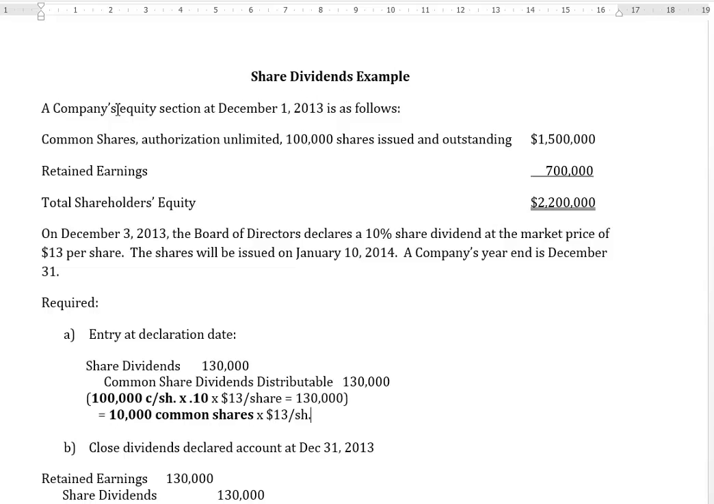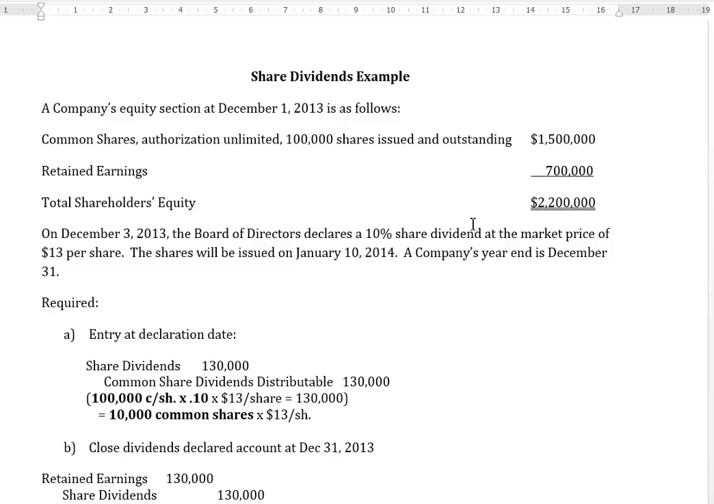So here we have a company and their equity section at the beginning of December, and we see the common shares have unlimited authorization, 100,000 shares issued and outstanding, and in return for those 100,000 shares, common shareholders gave the company $1.5 million. Retained earnings are sitting at $700,000, and total shareholders' equity is $2.2 million.